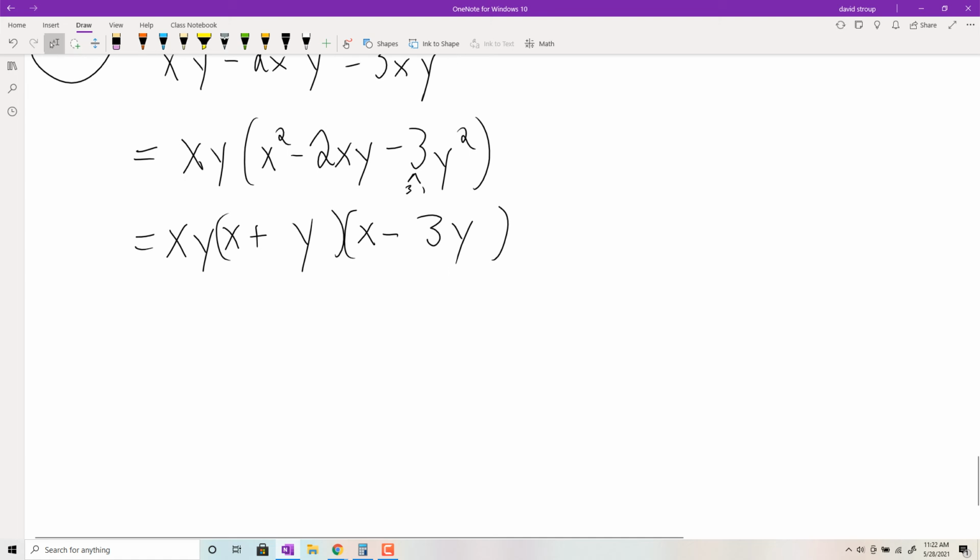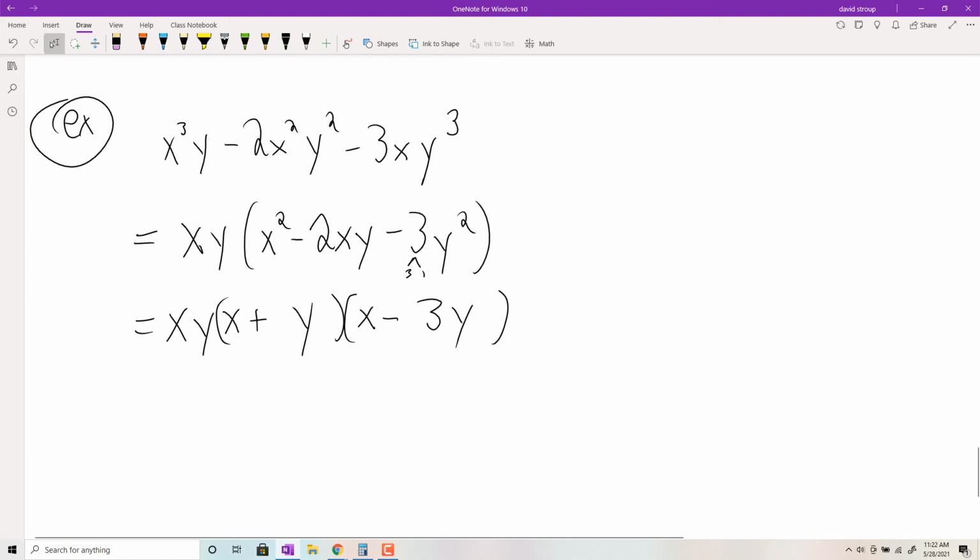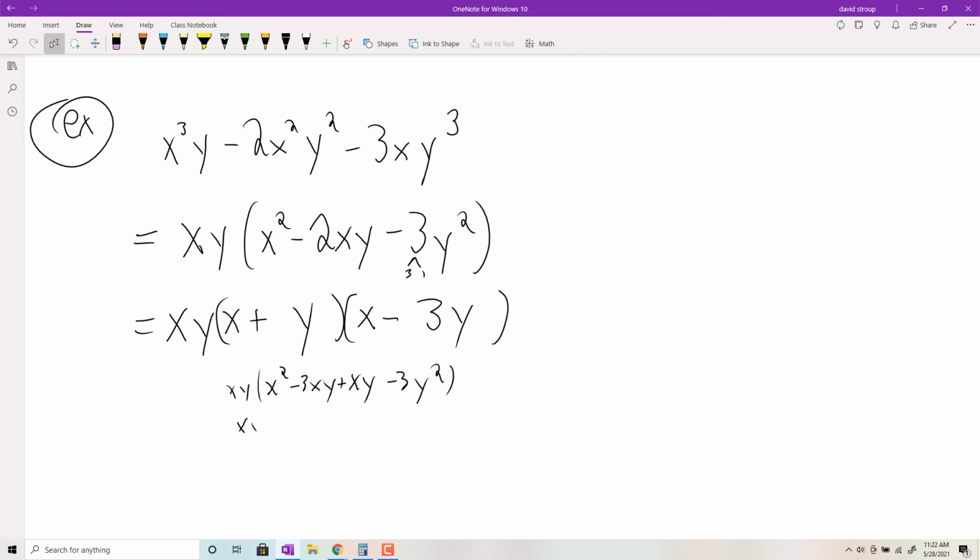And of course, you could refoil that out and everything. First, x squared, outer, minus 3xy, inner, plus xy, last, minus 3y squared. And then we have x squared minus 2xy minus 3y squared. Okay, and it looks like that works.